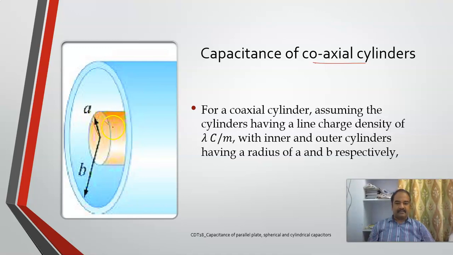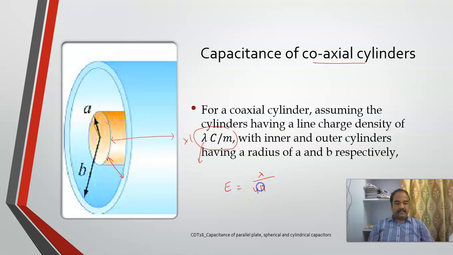So what I will be doing is considering a line charge density of lambda coulombs per meter. If you know the length, it will be lambda L. If you don't know the length, it will be just lambda coulombs per meter. So for this line charge density, and assuming that the two cylinders are concentric, coaxial, we will try to determine the potential between these two. You know the value of E, right? We have already done this particular problem.